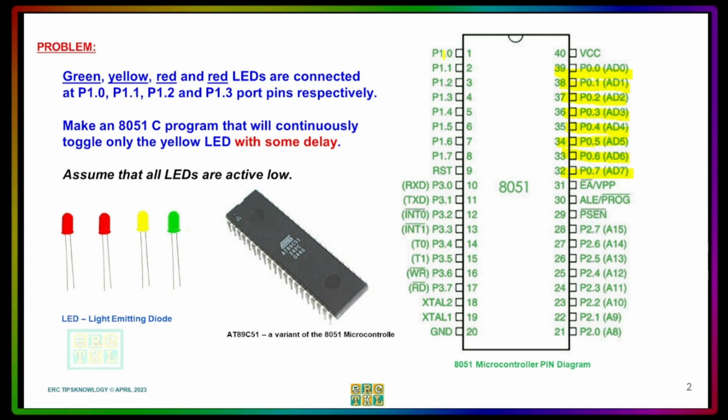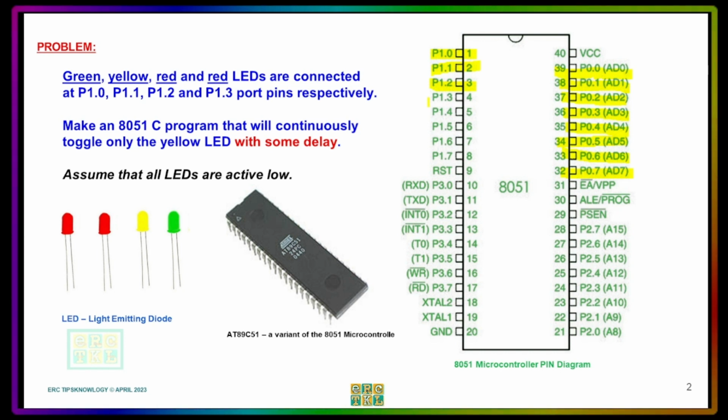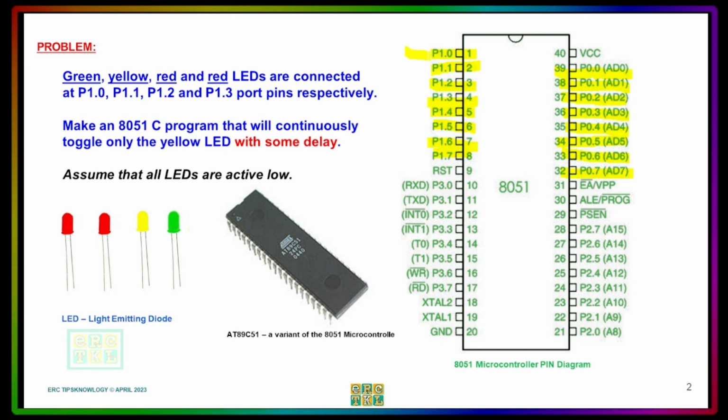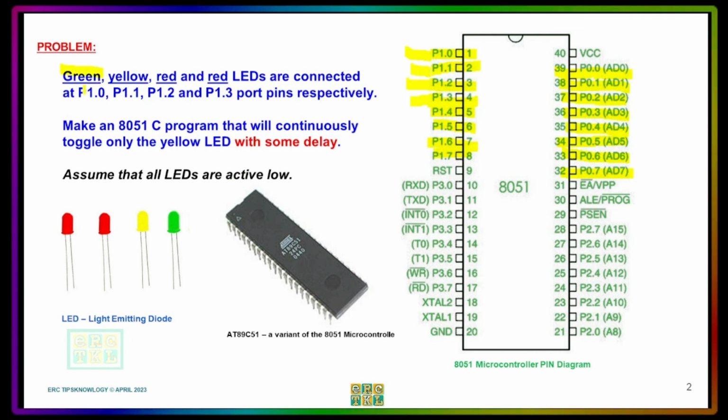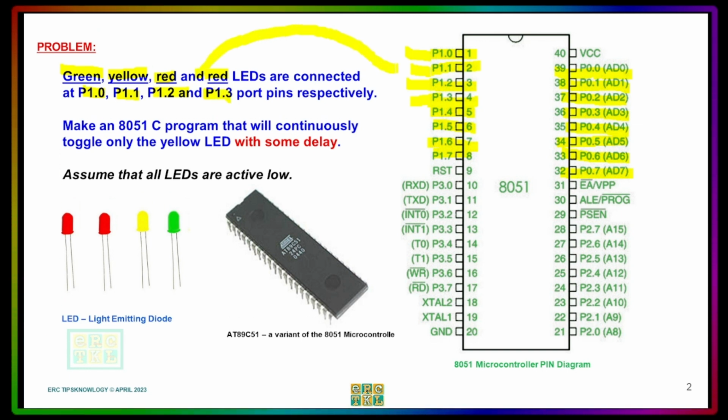Now the second port is port 1, and just the same, we have 8 pins, on pin number 1 up to pin number 8. The first one is called P1.0, and the last is P1.7. We will be using P1.0, P1.1, P1.2, and P1.3 for our diodes or LEDs: green for P1.0, yellow 1.1, red 1.2, and another red 1.3. So this is where we will be connecting our LEDs.